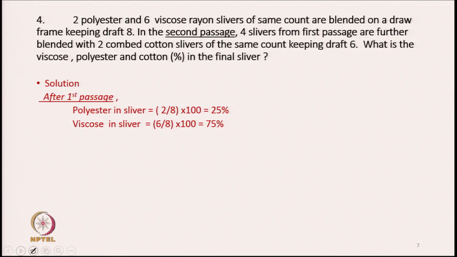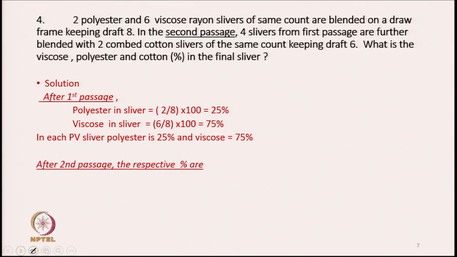The polyester percentage will be how much? For polyester, there are only 2 slivers and the total is 8 slivers, so it is going to be 2 by 8 into 100, that is 25%. This is how we can find out the polyester and viscose percentage after the first passage. Now, what is happening?